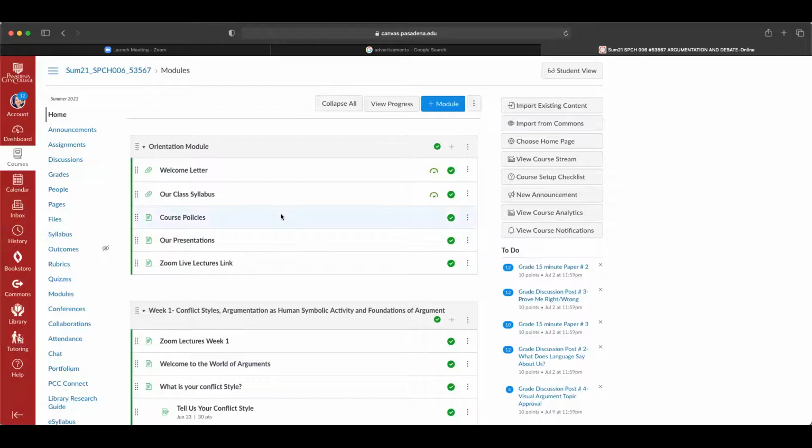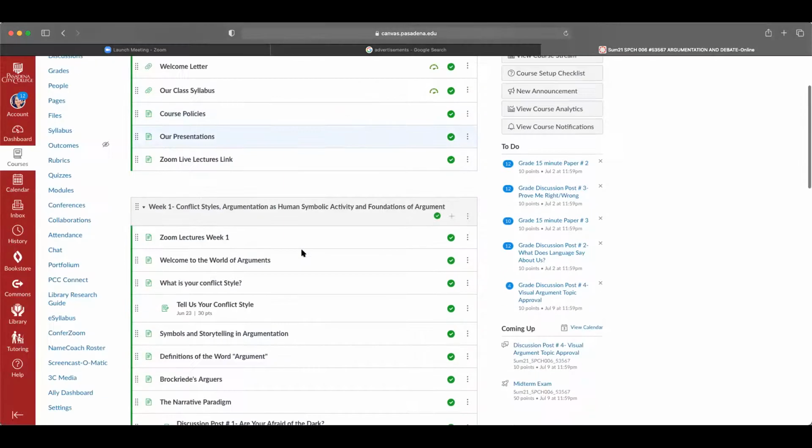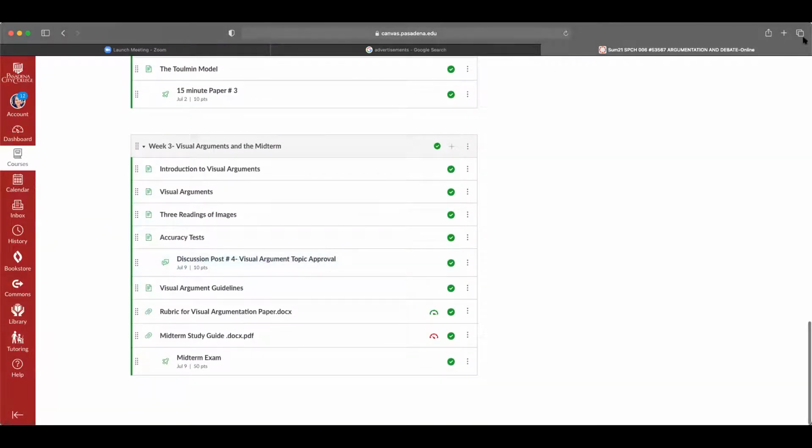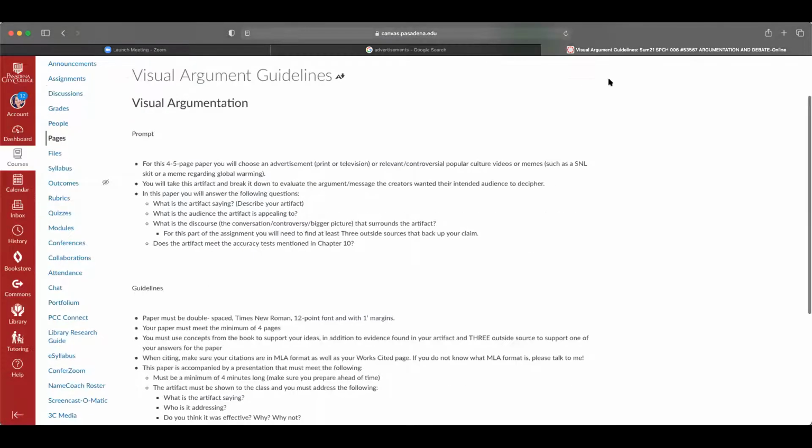So here's our Canvas page. And if you scroll down to week 3, here we have the guidelines. So here, let's read the guidelines and then we can go over the rubric. So for the guidelines, basically this paper is 4 to 5 pages. And when I mean 4 to 5 pages, I mean 4 pages all the way to the bottom. So it can't be 3 pages and a paragraph. That doesn't make it 4 pages. That's 3 pages and a paragraph. If you want to do 4 pages, it's 4 pages all the way to the bottom.